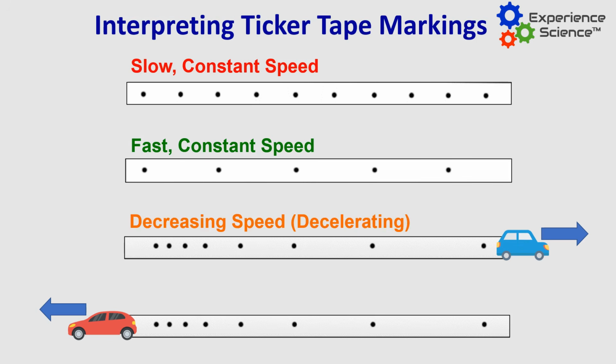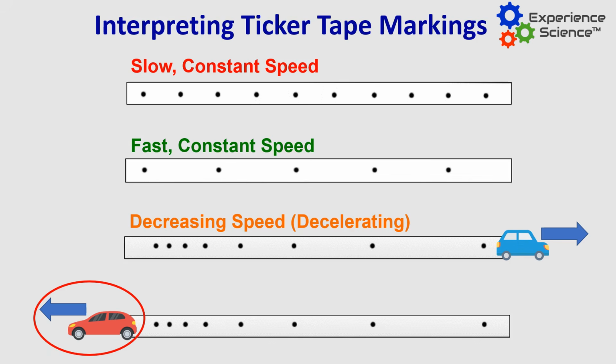In the third scenario, it can be seen that the spacing between the markings is getting smaller and smaller. Therefore, the car is moving at a decreasing speed, or we can say that the car is decelerating. In the last scenario, you will notice that the markings look exactly the same as those in the third scenario. However, the car is traveling in the opposite direction.